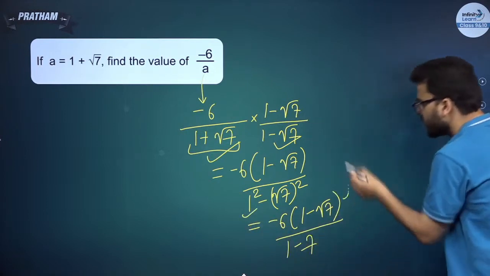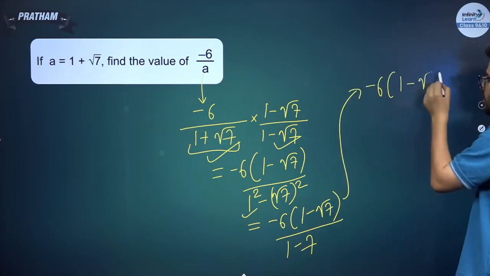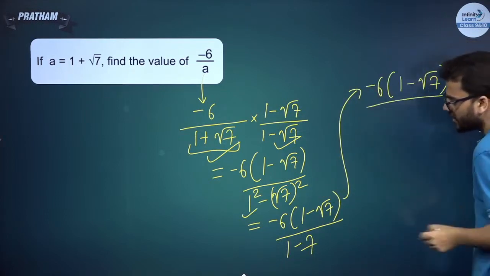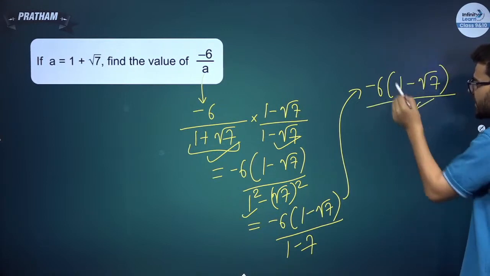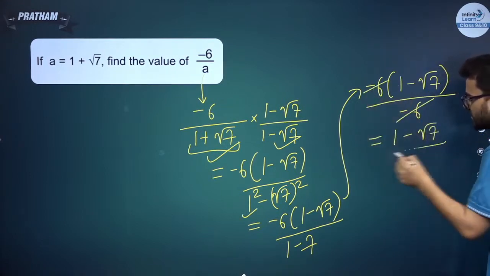So it is minus 6 into 1 minus root 7, and in the denominator this is 1, root 7 square is 7. So basically what it will give you, guys, minus 6 into 1 minus root 7, and in the denominator it is minus 6. So this will get cancelled out. So basically you are getting 1 minus root 7 in the answer.